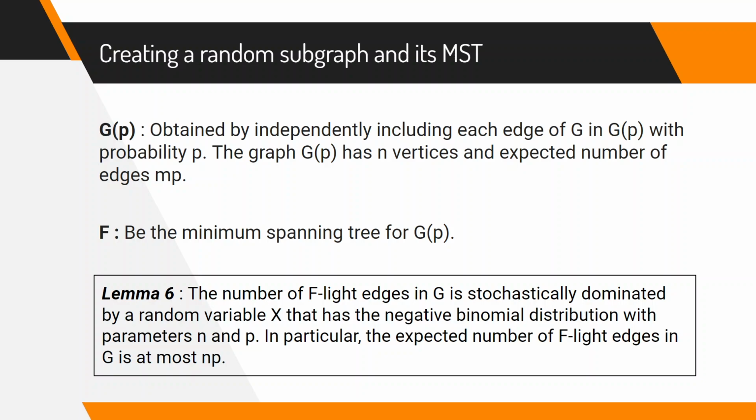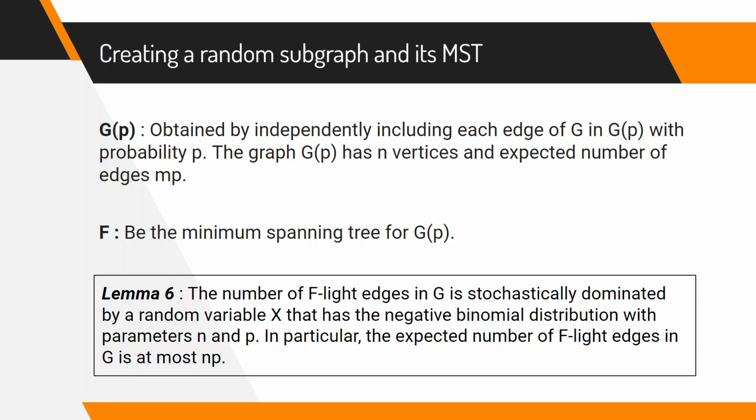G_p is the graph obtained from G by selecting each edge with probability p, where p is greater than 0. It has n vertices and mp expected number of edges. For reasonably large p greater than 0, we expect the minimum forest of G_p to be close to the MST of G.